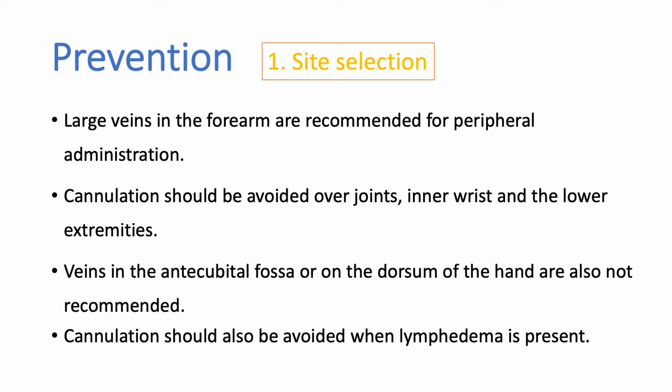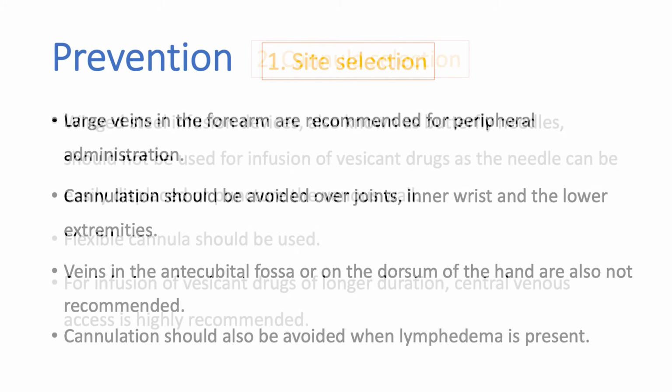For the site selection, large veins in the forearm are recommended for peripheral administration. Cannulation should be avoided over joints, inner wrist, and the lower extremities. Veins in the antecubital fossa or on the dorsum of the hand are also not recommended. Cannulation should also be avoided when lymphedema is present.